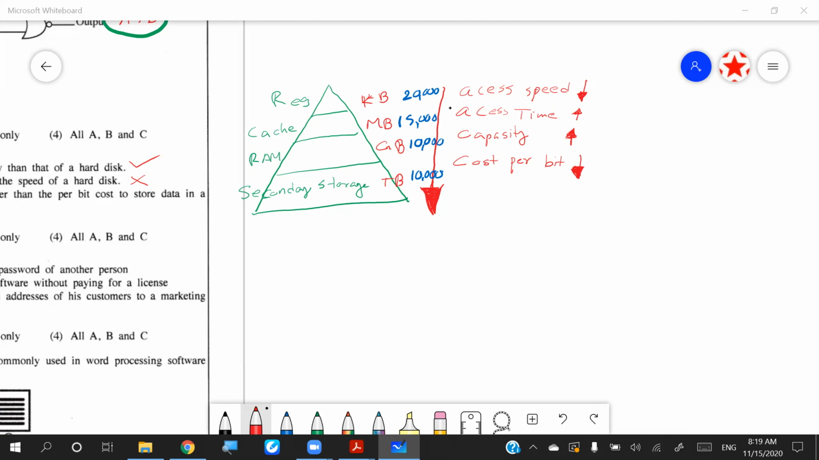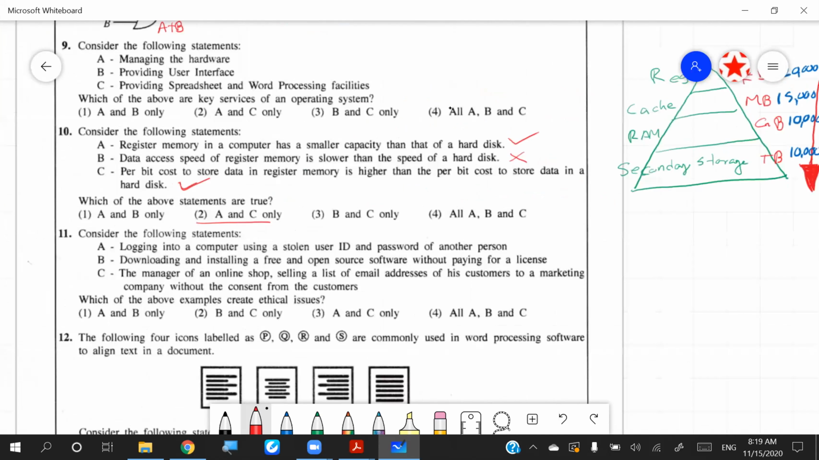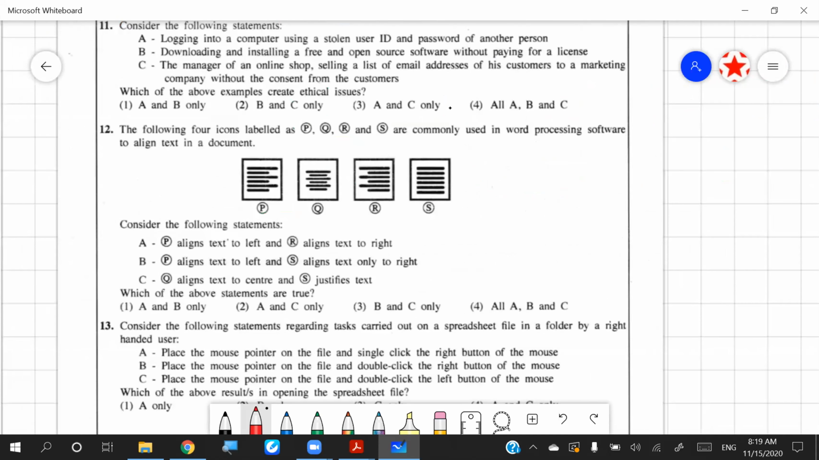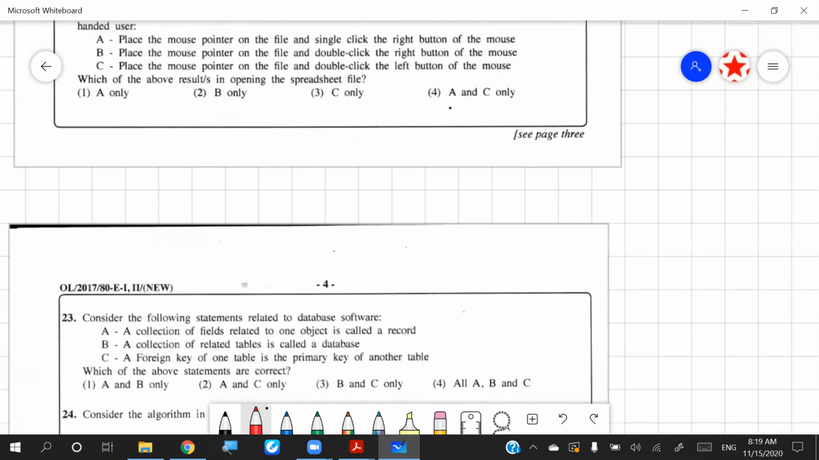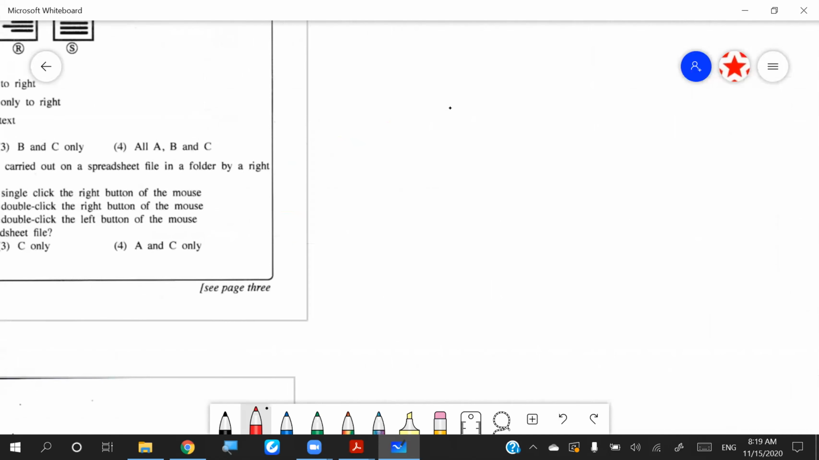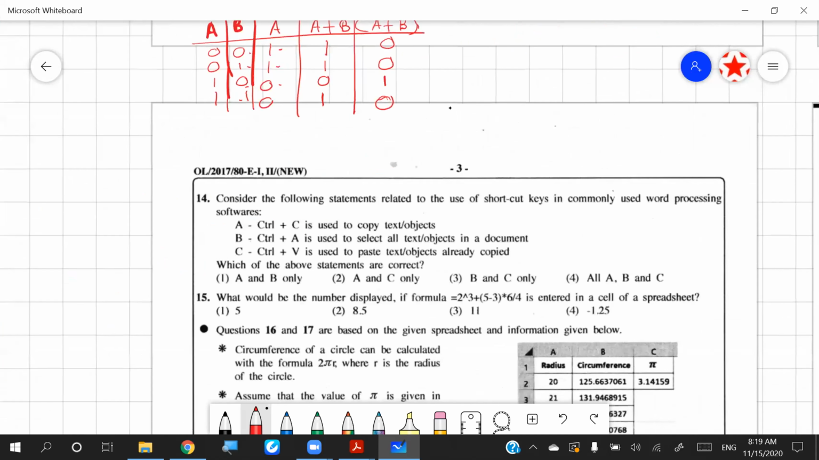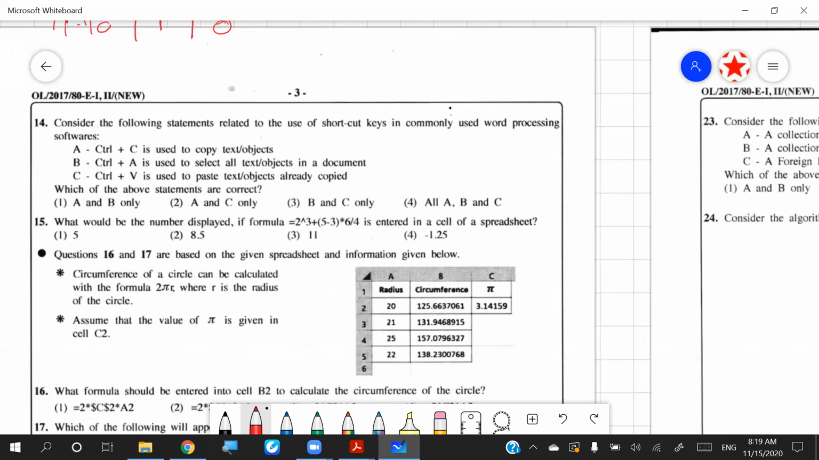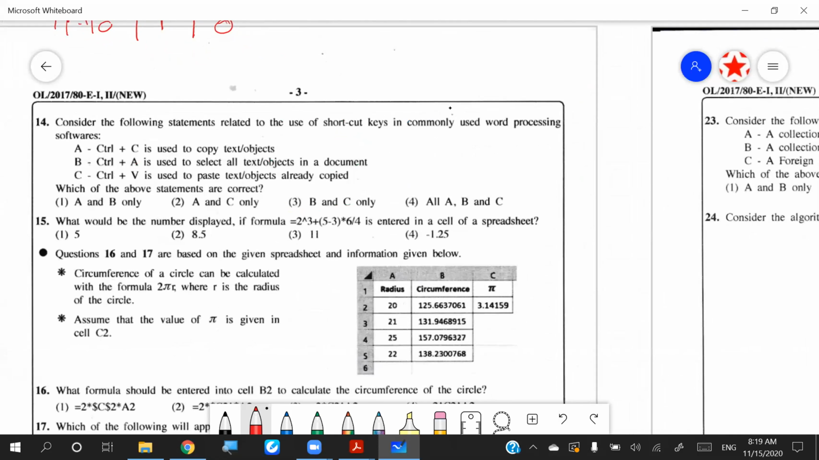Okay, so moving to the 18th question. No, not the 18th, 14th question. Oh, this is easy. Consider the following statement related to the use of shortcut keys in commonly used word processing softwares. Control C is used to copy text or objects. Yeah, so you can copy text or you can copy an image. So those are objects.